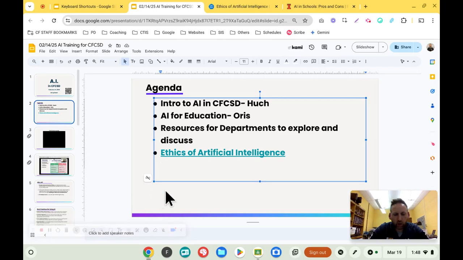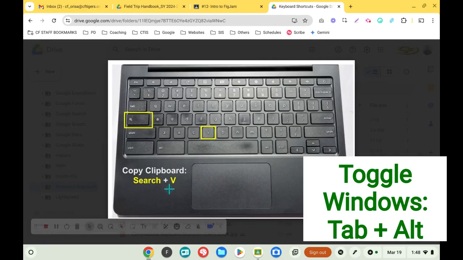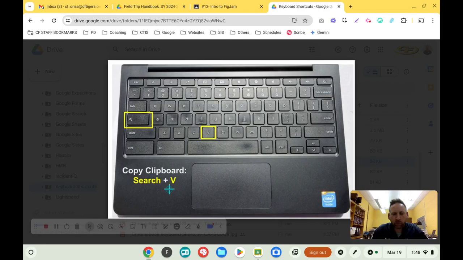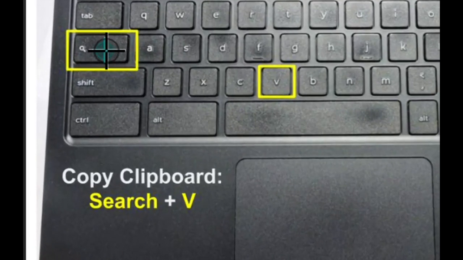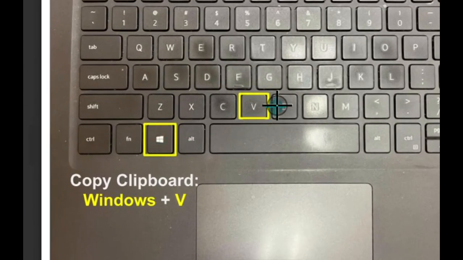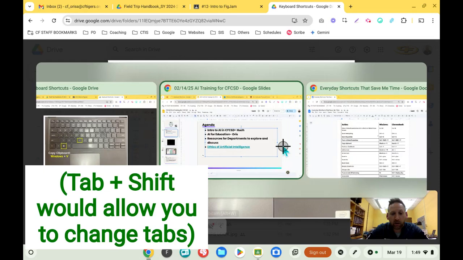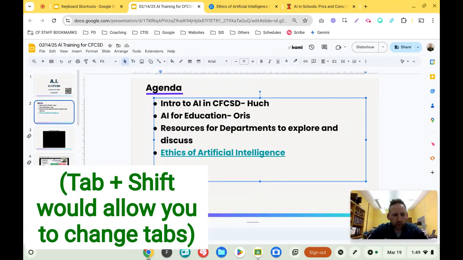the other. So I might have just used some new keys that I want to show you, and to show you I'd actually like to use another shortcut. I'm going to use Alt Tab, and what that does is it allows me to toggle between my windows. This is the search button on a Chromebook. This is the Windows button. So this Windows V is what accessed the copy clipboard for a Windows device. Okay, so I'll use Alt-Tab again. That will take me back to my previous screen.